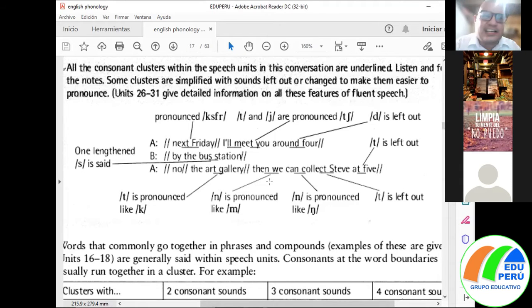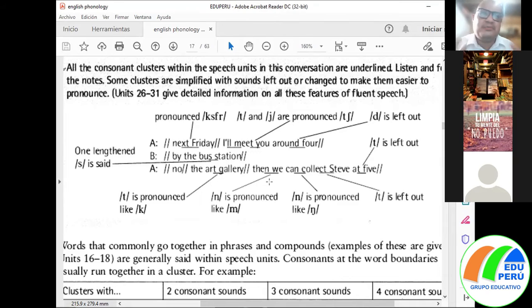In a more technical name, we call this phonological processes. All right? Don't forget it. In a colloquial way, features of connected speech. In a technical way, phonological processes. This is more a scientific term. In a colloquial, normal way, we call this features of connected speech.